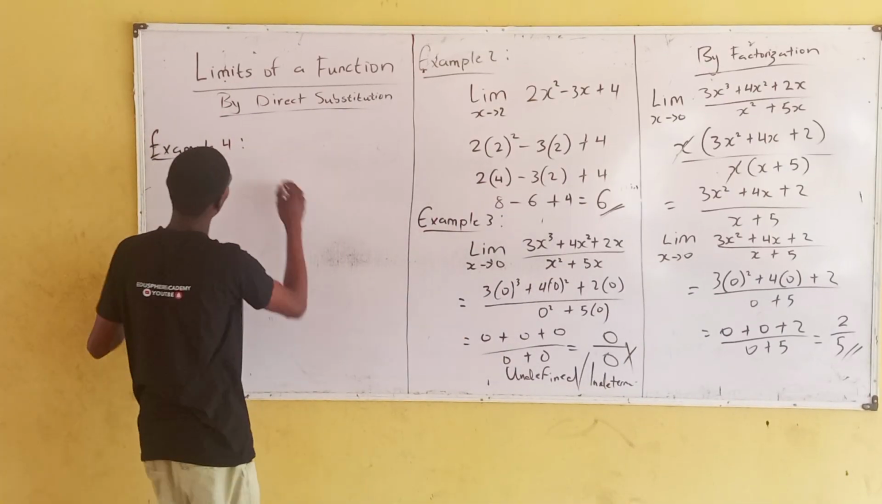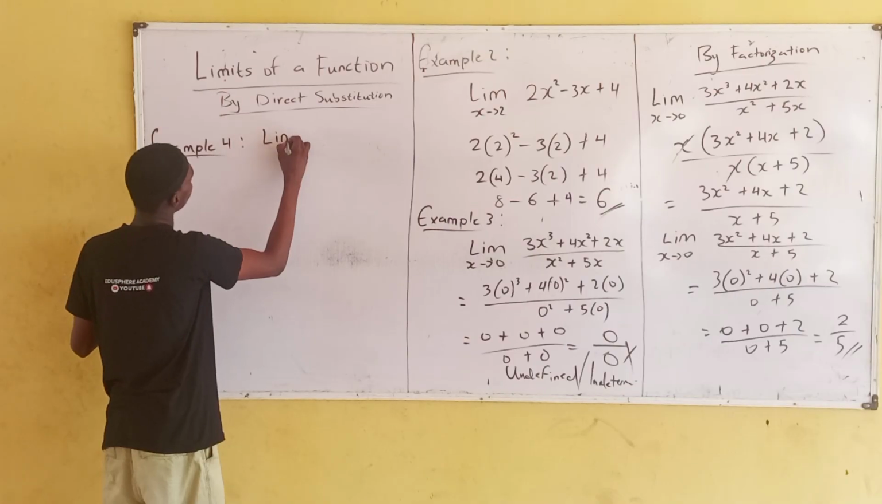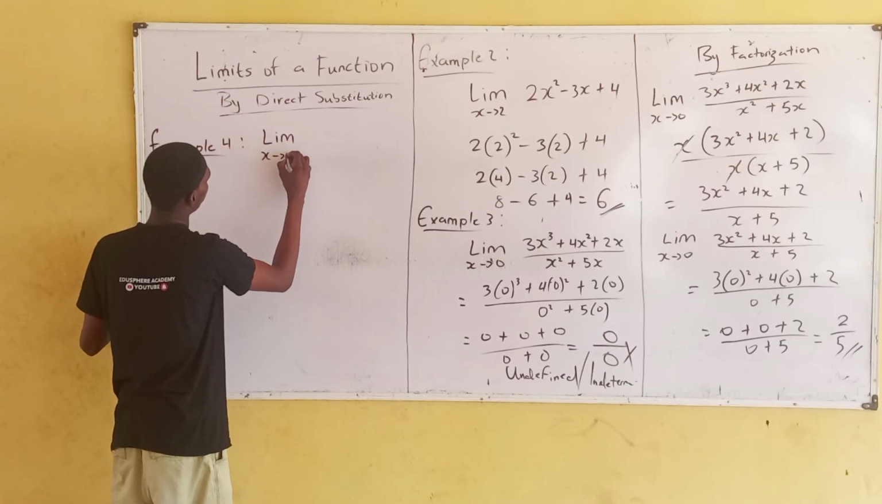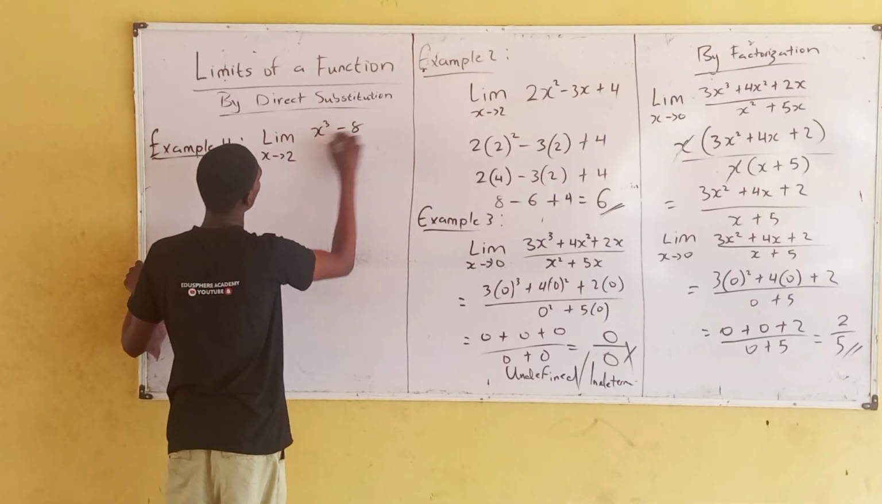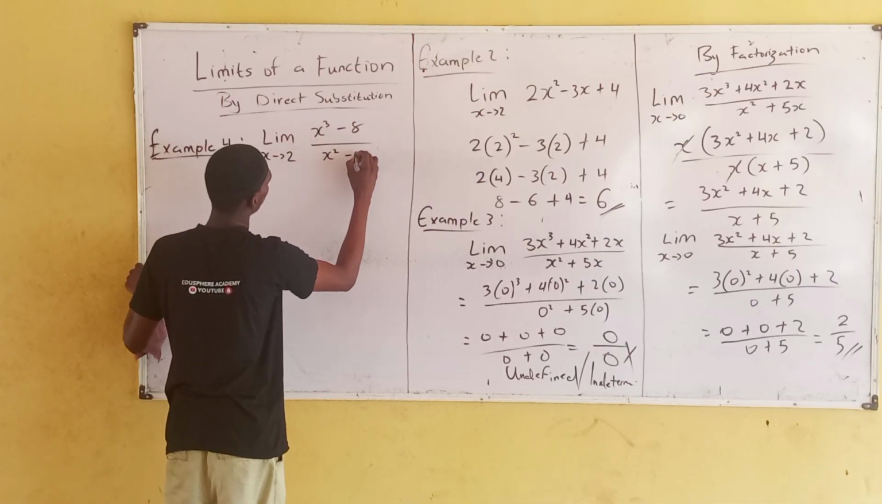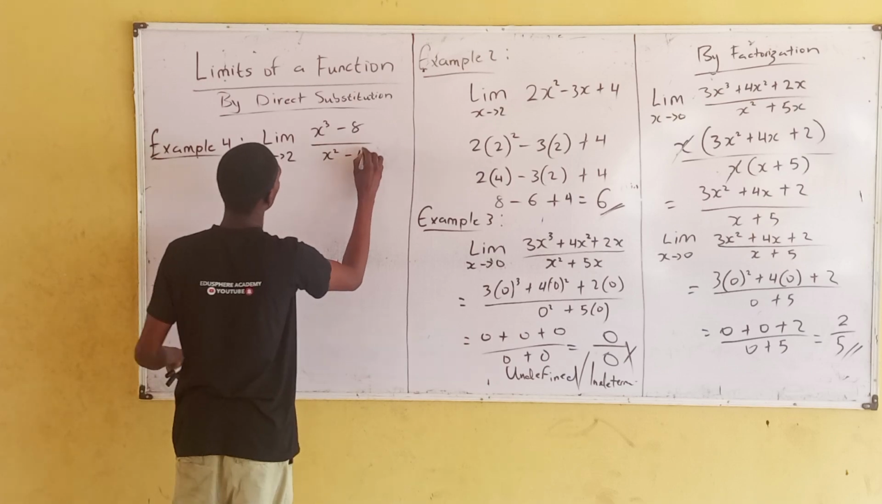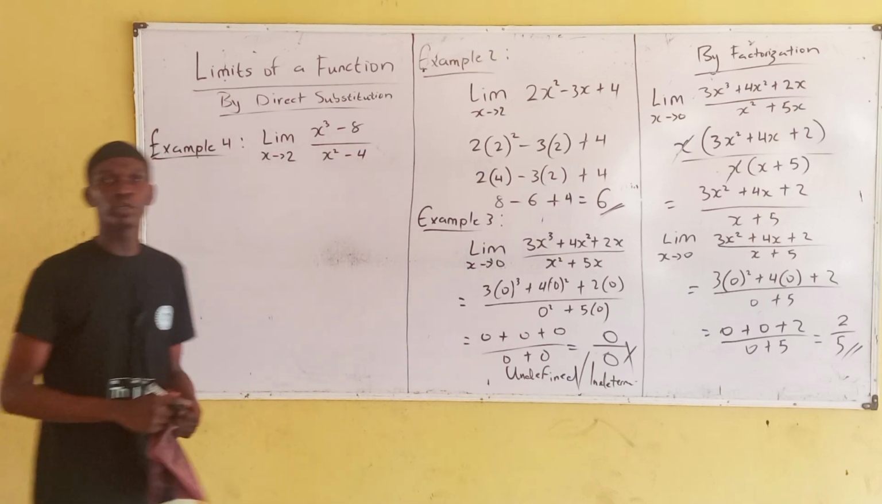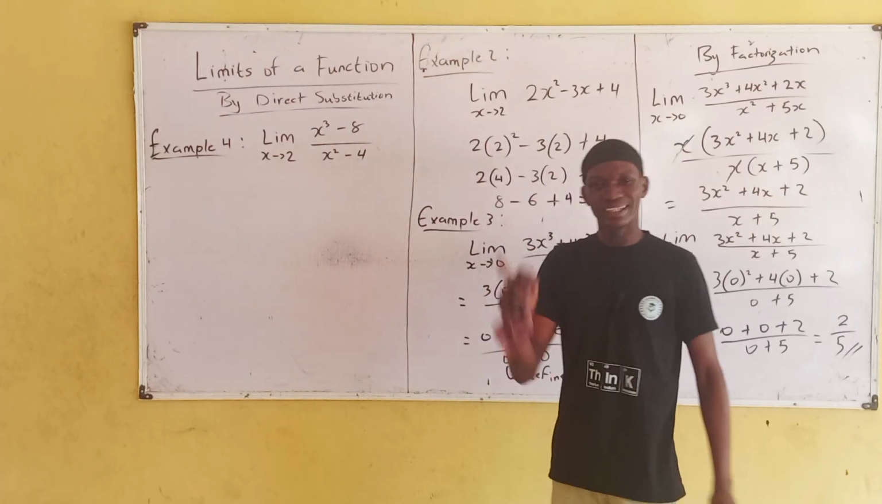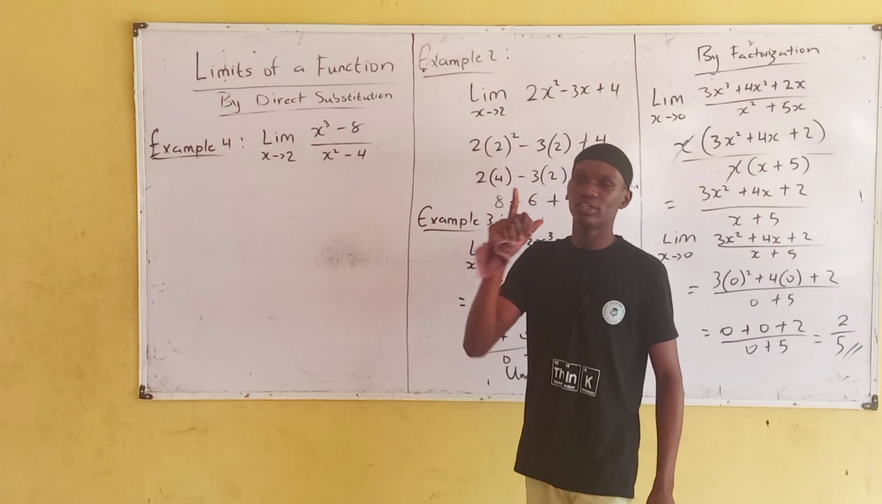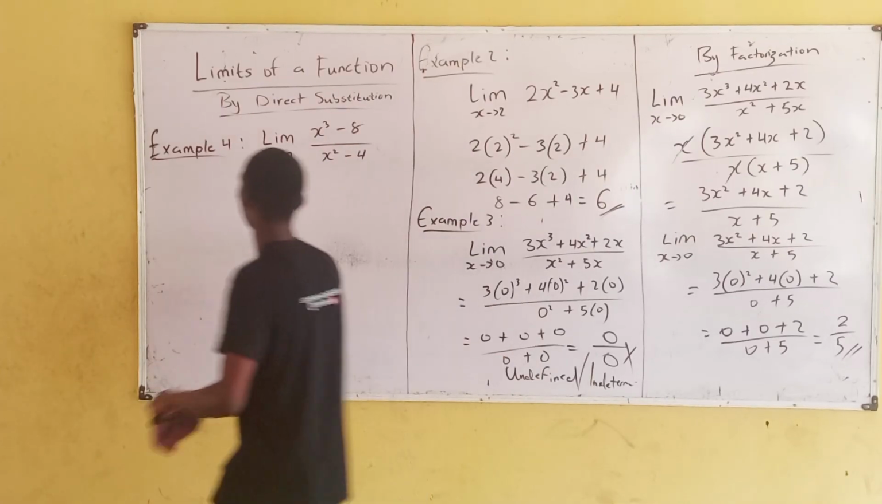Limit as x tends to 2 of (x cubed minus 8) over (x squared minus 4). Alright, looking at this, what do we do first? Direct substitution. So let's substitute.